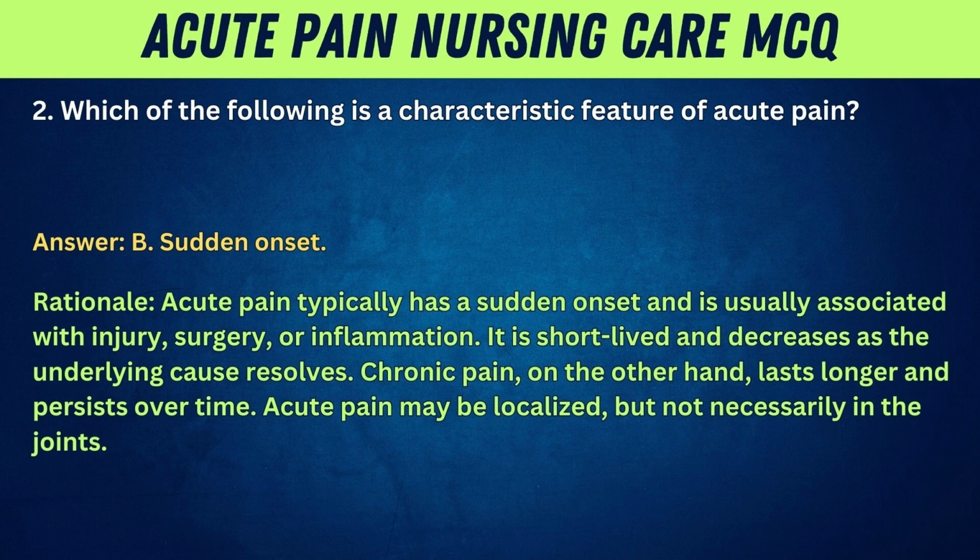B. Sudden onset. Rationale. Acute pain typically has a sudden onset and is usually associated with injury, surgery, or inflammation. It is short-lived and decreases as the underlying cause resolves. Chronic pain, on the other hand, lasts longer and persists over time. Acute pain may be localized, but not necessarily in the joints.